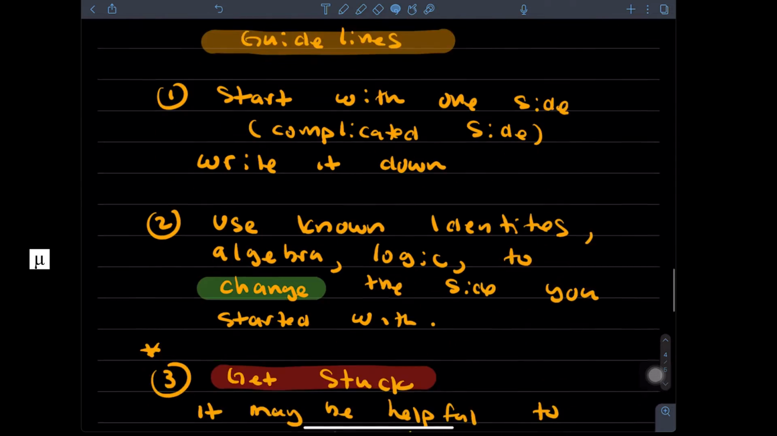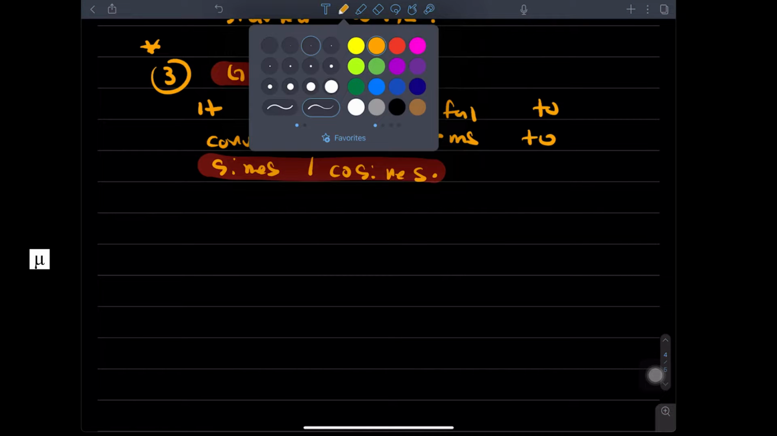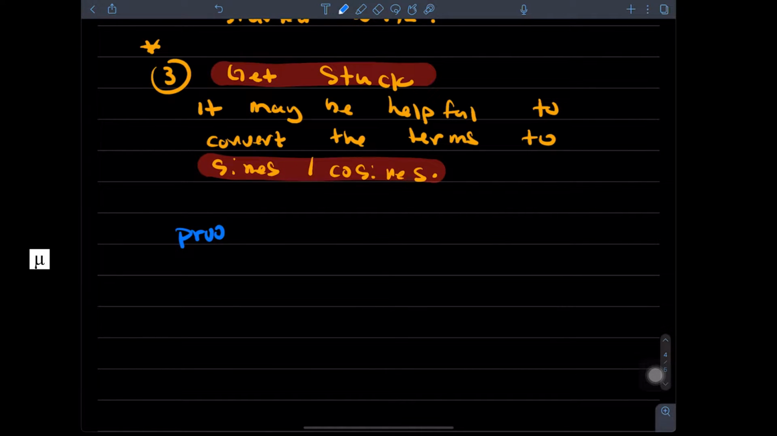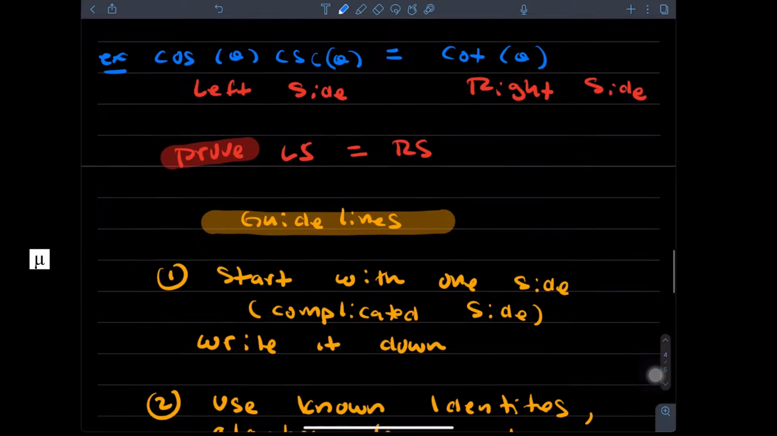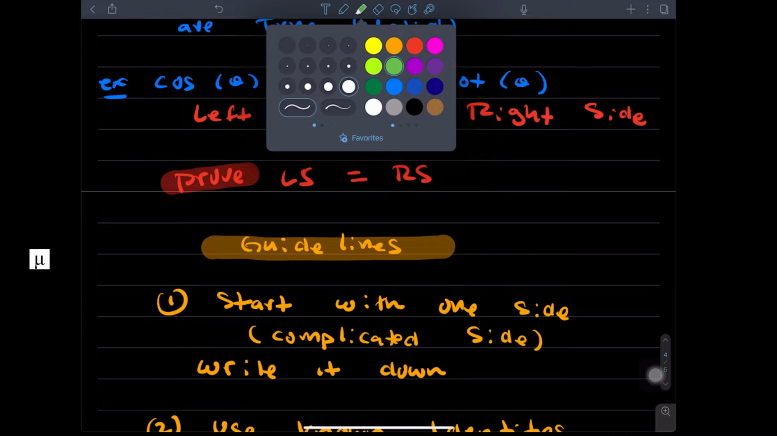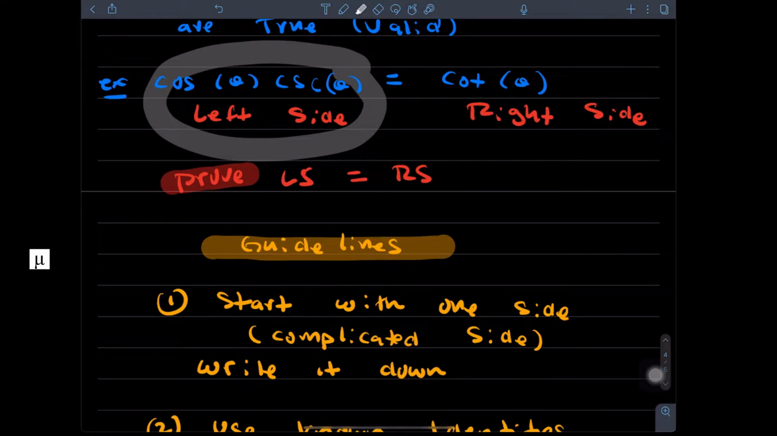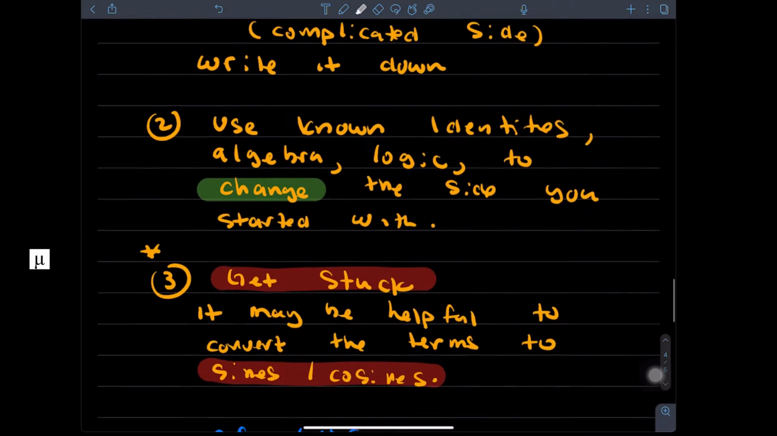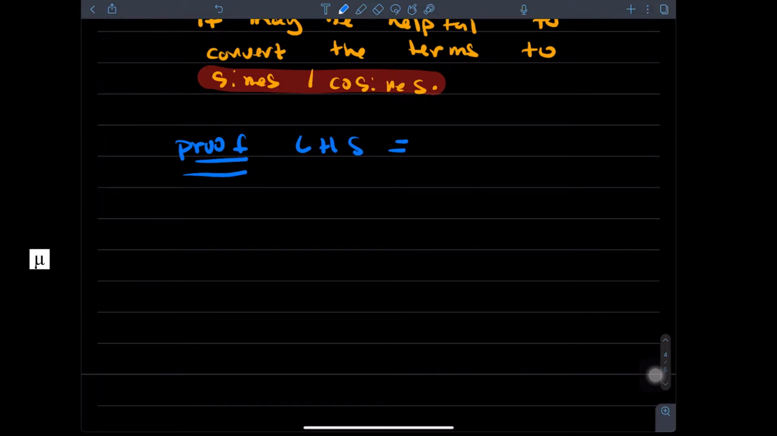Okay, and now here's how you start the proof. First of all, you write proof. Okay, and then you say the left side or left-hand side, it doesn't matter. What does that equal? What's on the left? You guys see what's on the left here? This is the process you guys want to start. It's cosine theta, cosecant theta. Is that right? So your left side equals cosine theta, cosecant theta. Okay, that's how we start.